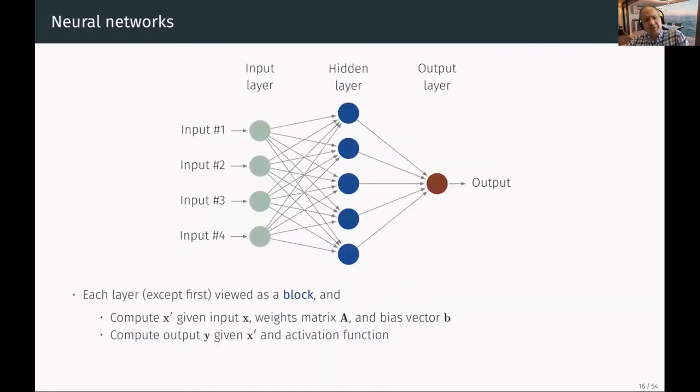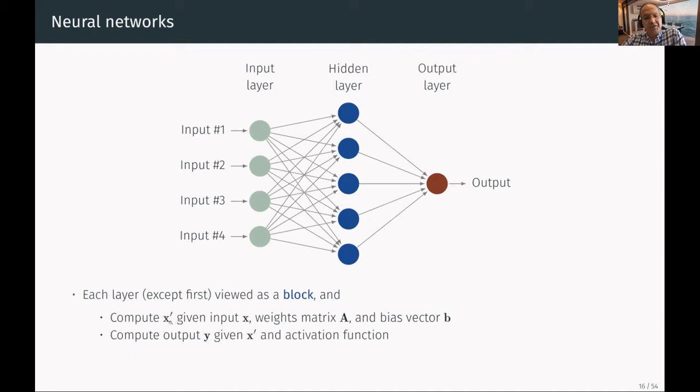So the next step, of course, is let's see how we can represent neural networks with, in this case, mixed integer linear programming. We are going to view each layer of the neural network as a block, except the first one. And what happens is that this blue circle is going to do the following.